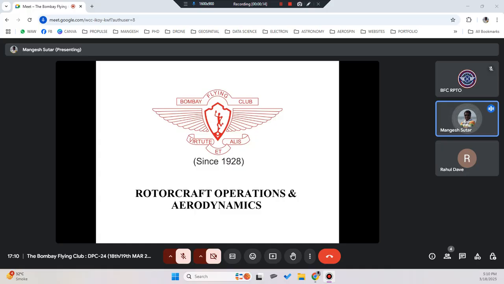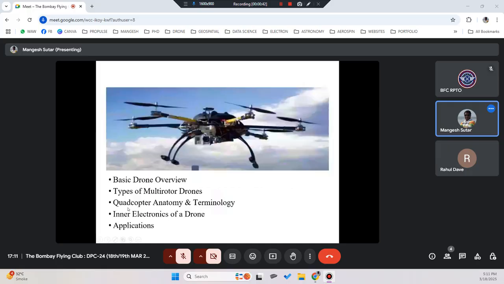Okay, rotorcraft operations and aerodynamics. So we have seen the fixed wing. Fixed wing is similar to your aircraft, normal civilian airplanes, whatever they fly. It flies the same way, but it is just a miniature of the big aircraft. I could say it is a smaller version of the actual airplanes. Okay, you can see, right?